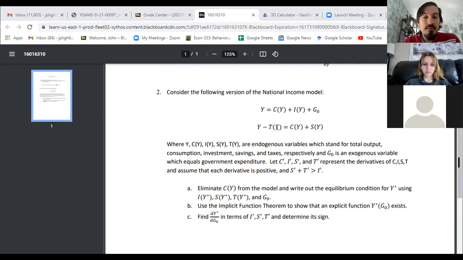But that's kind of the beauty of this new method that I'm teaching you, which is, wait a second, even if I can't solve for Y explicitly, I can still learn something about it. I can learn first, like part B, show that Y star as a function of G0 does exist. And you can even tell what its derivative is. And you can even tell what the sign of the derivative is, positive or negative. So that's what I asked you to do for this homework. Any questions about that? Like what even I was asking you to do?